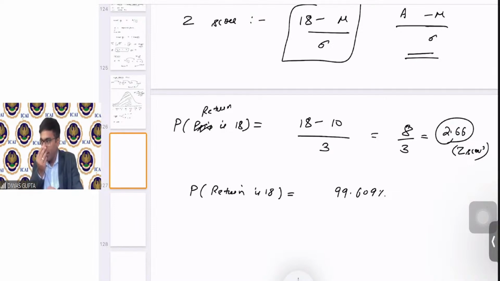What is not there in the study material, Shruti, about the normal distribution you are saying?